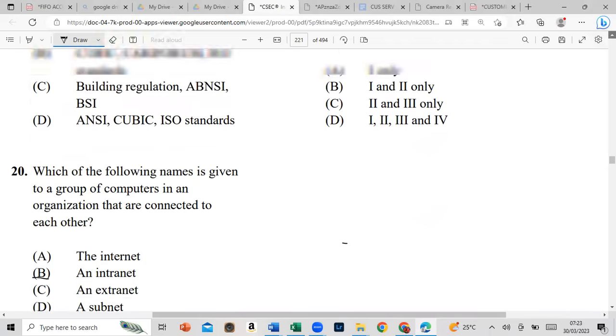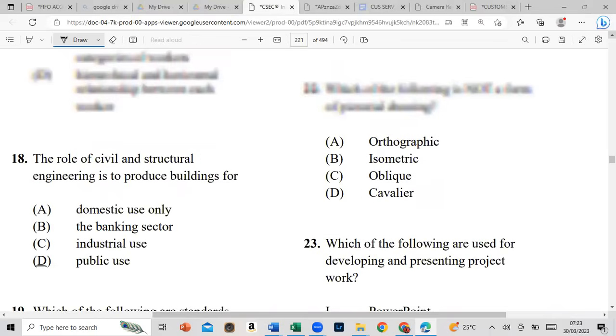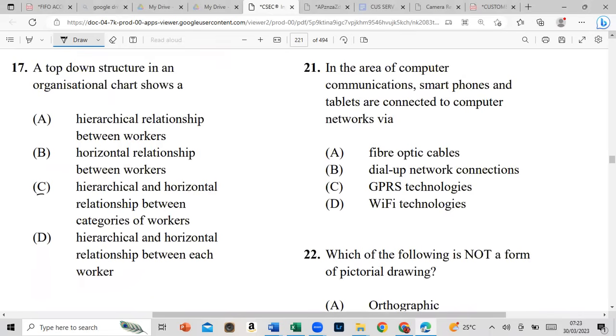Let's move on to number 21. In the area of computer communications, smartphones and tablets are connected to computer networks via A, fiber optic cables, B, dial-up network connections, C, GPRS technologies, or D, Wi-Fi technologies. Which is that? And that is Wi-Fi. Everyone should know that, alright? Everybody seems to have these.